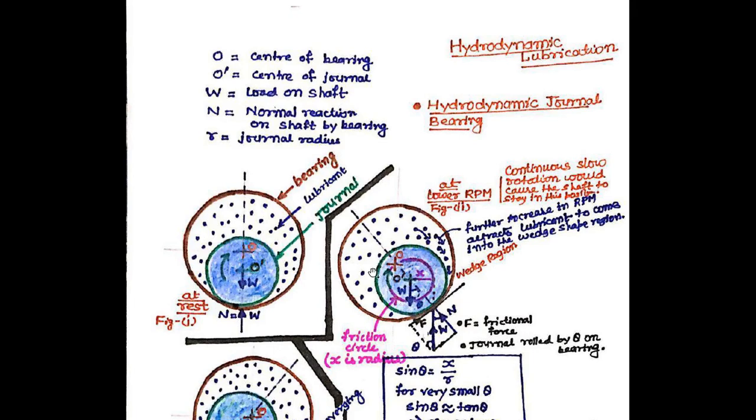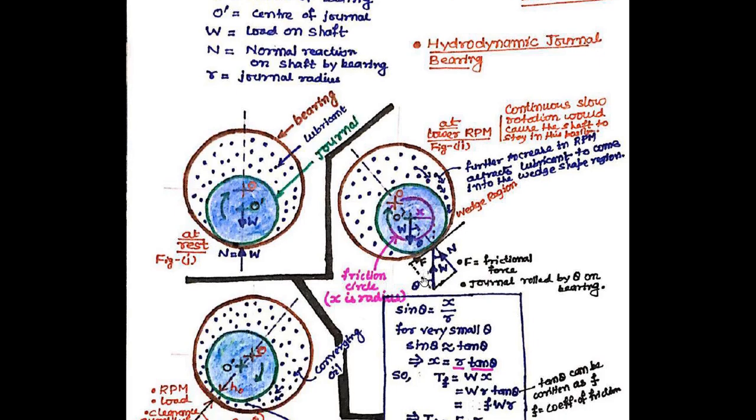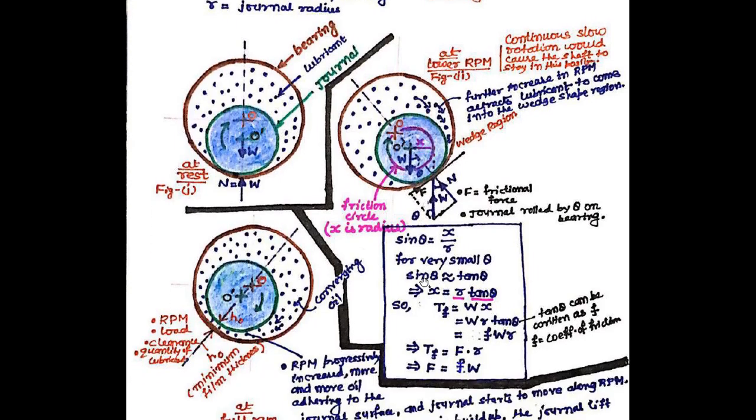In figure 2, where the friction circle is defined, at lower RPM the speed of the journal is very low, means it is very slow. So this is case 2. When the speed is increased, case 3 comes. This is case 3.